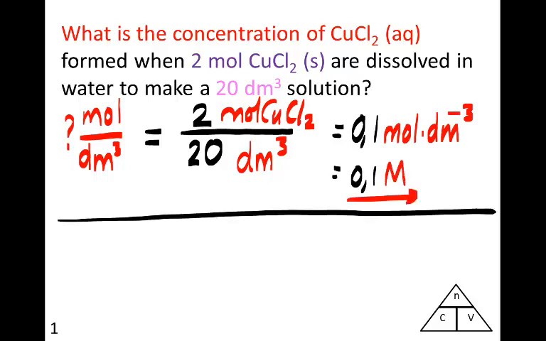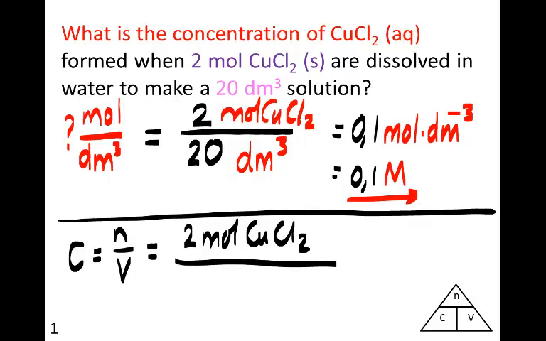But now let's do it another way. Let's use the formula. From this triangle you can see concentration is equal to n over V. That's the definition of concentration. And we are asked to find the concentration. The number of moles is 2 moles of copper chloride. The volume of the solution is 20 decimeters cubed. 2 mole divided by 20 decimeter cubed is 0,1 mole per decimeter cubed.